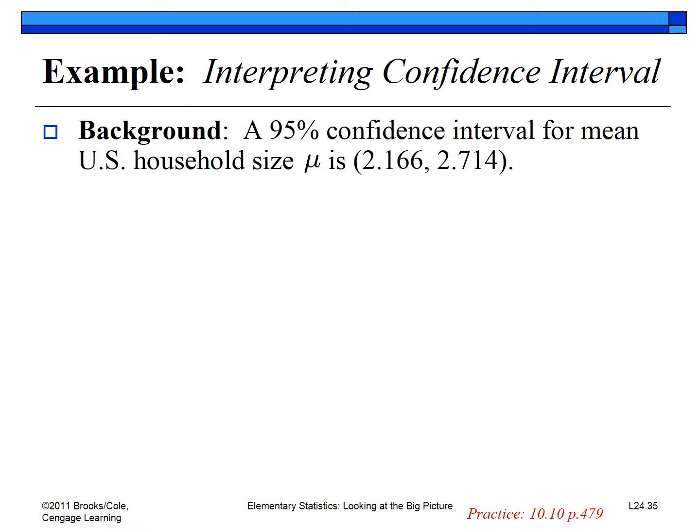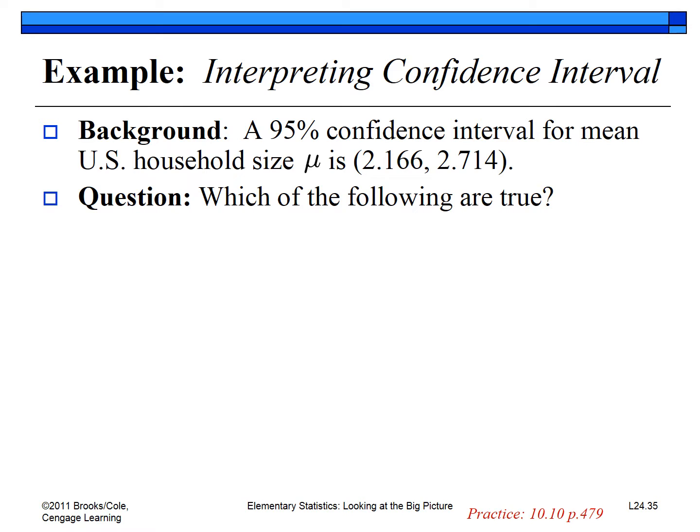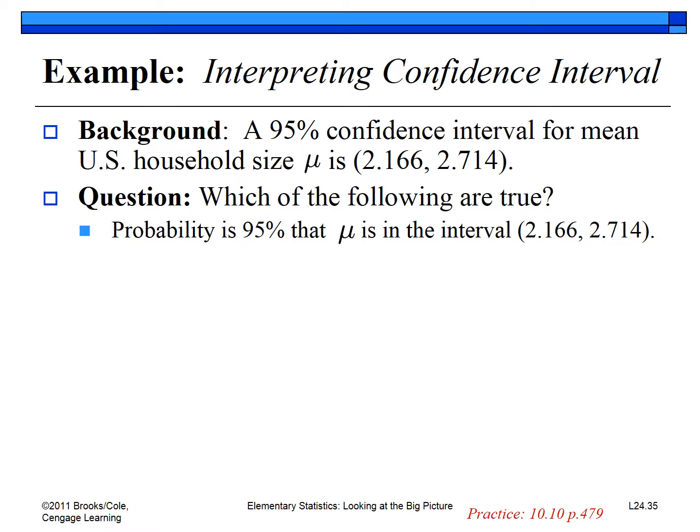So if we construct a 95% confidence interval for mean U.S. household size, we get 2.166 to 2.714. Which of the following are true? The probability is 95% that mu is in that interval? No. When we talk about probability, we talk about something that's random. Mu is fixed. It's not a random variable. The probability that mu is in that interval is either 0 or 1 because it either is or it isn't in there. So this is false.